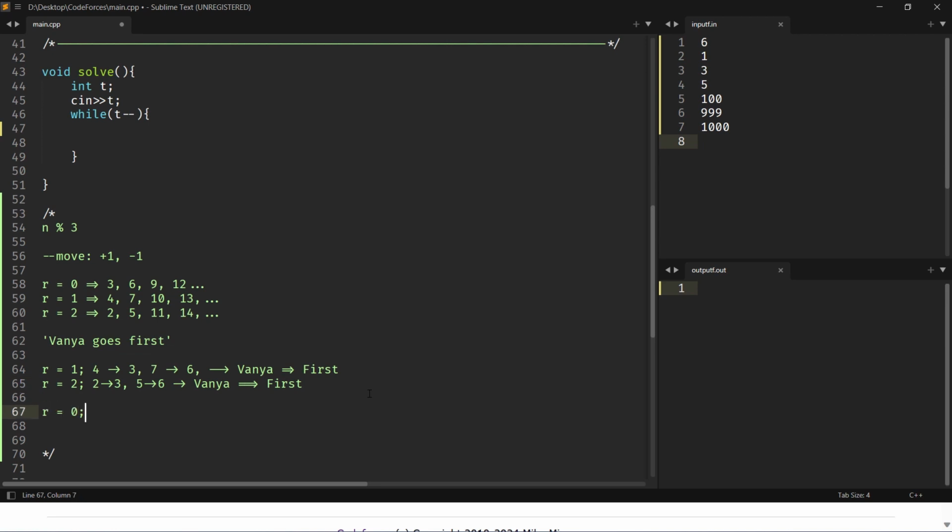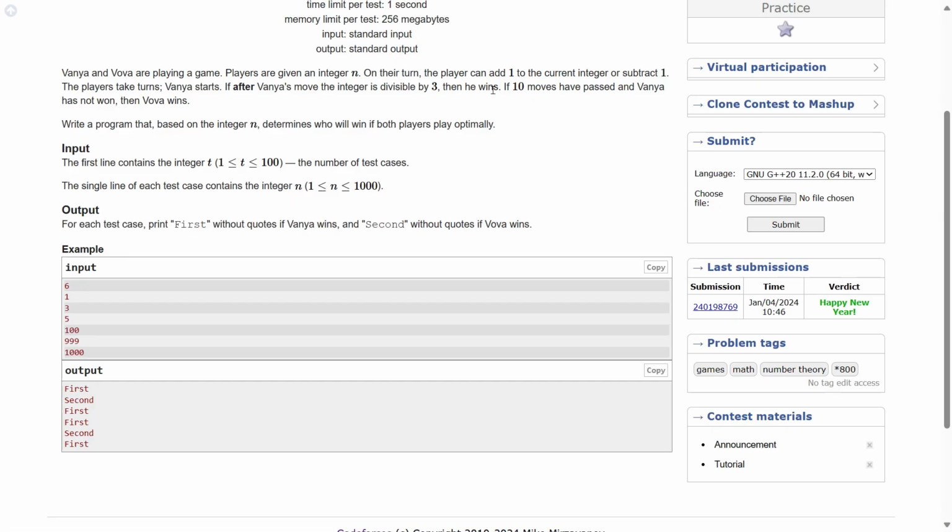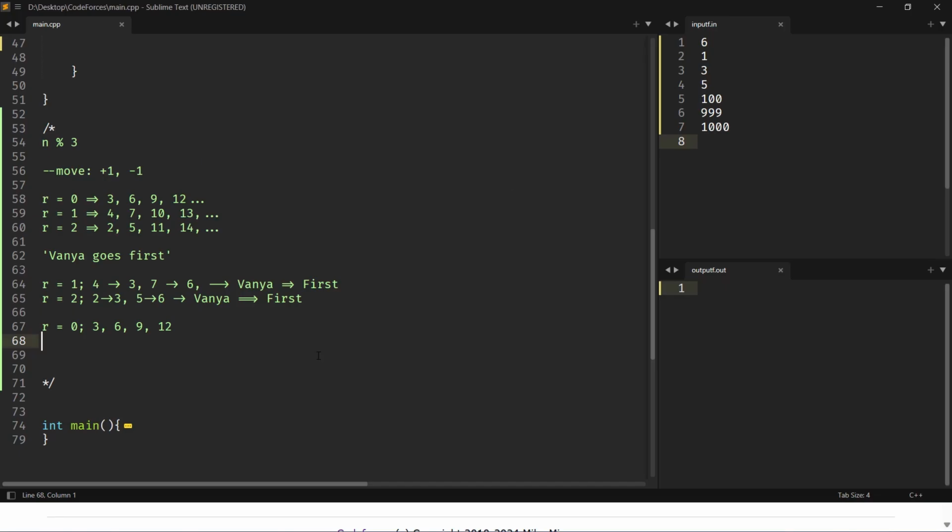So if initially the number was divisible by 3, this is an interesting case. 3, 6, 9, 12. I don't know if you can observe it. Okay, I'm assuming that beginners are watching this video. It is mentioned in the question, if after 10 moves have passed and Vanya has not won, who wins? So 10 moves is the limit. So initially it is divisible by 3, but still Vanya has not won, right?